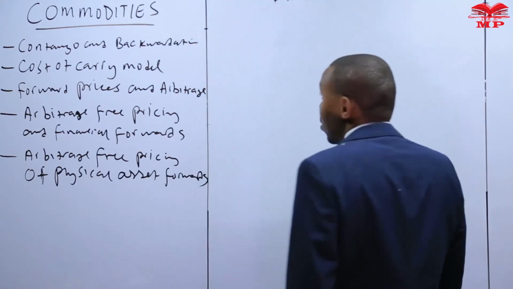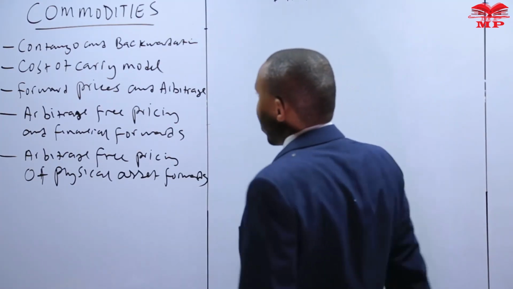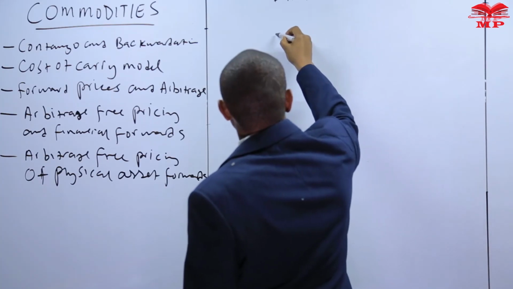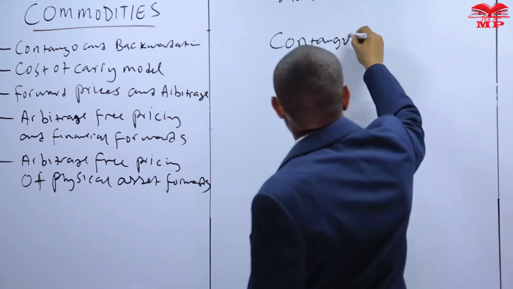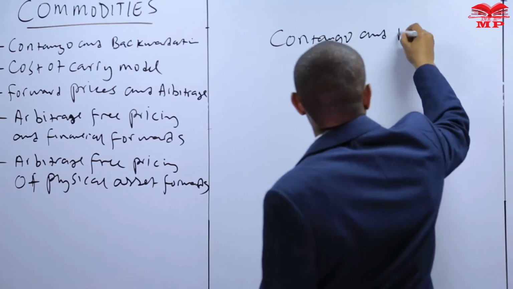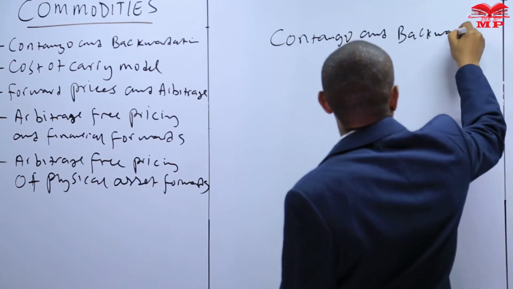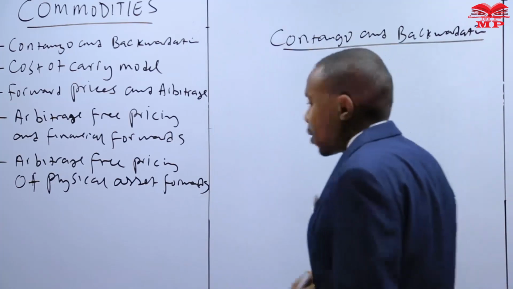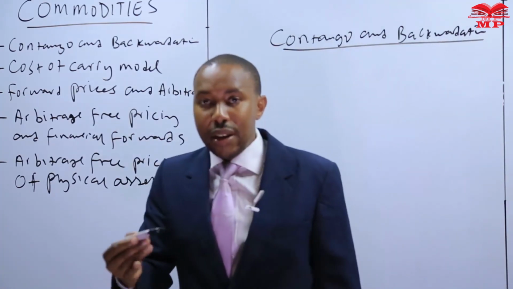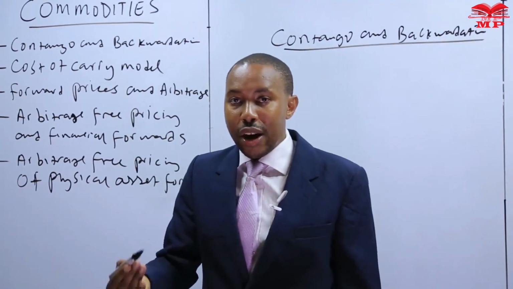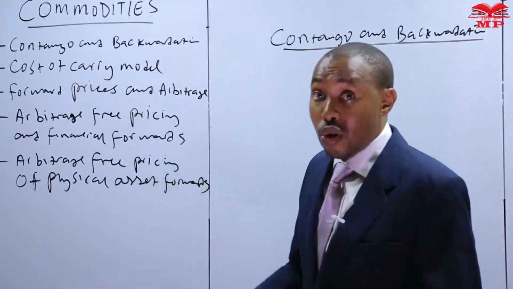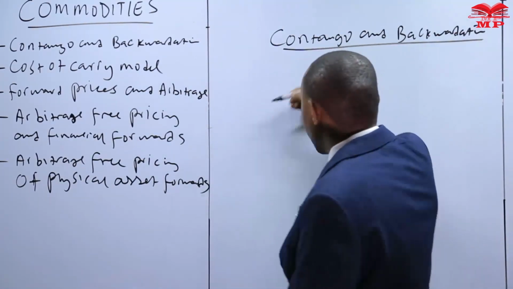So we start off by looking at contango and backwardation. We can explain in brief what contango and backwardation is, and then we will build on that by looking at what a normal contango is and what a normal backwardation is.